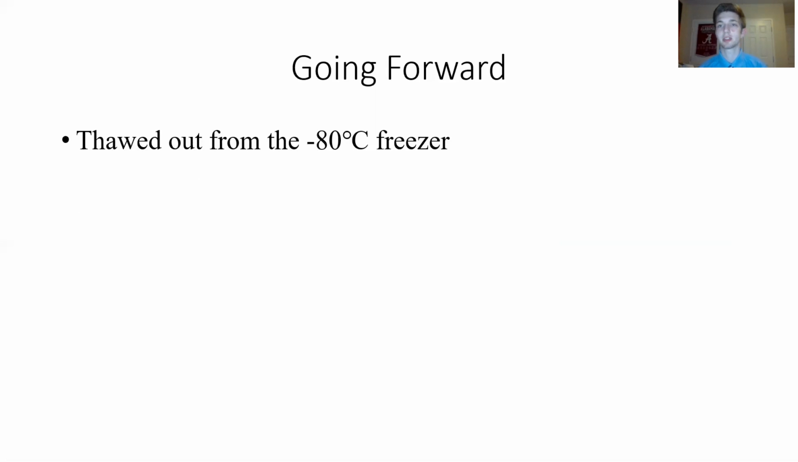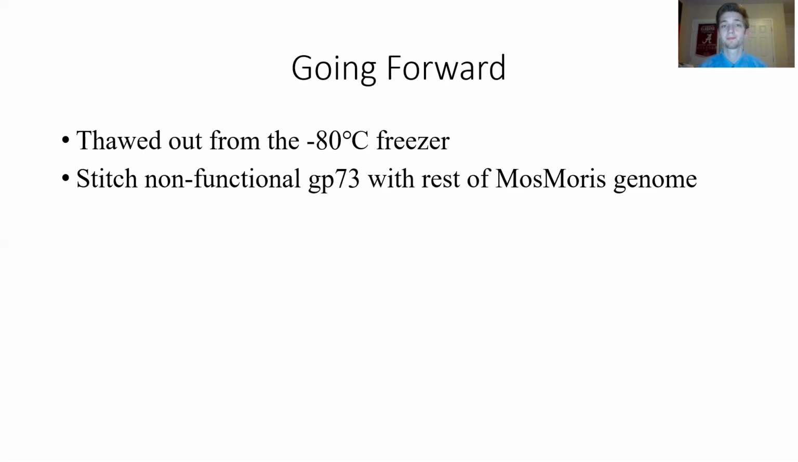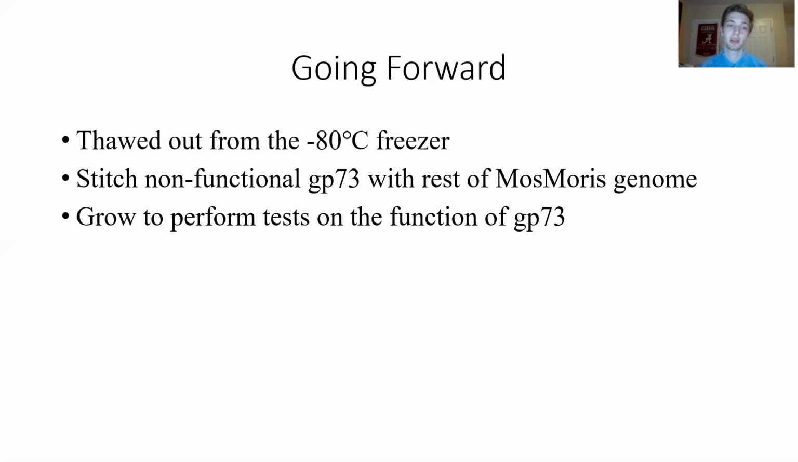Going forward, they just need to be thawed out of the minus 80 freezer and use that bacteria to stitch together the non-functional gp73 variant with the rest of the normal MosMoris genome. And then from there, you can grow up a lot more of those bacteriophages and perform tests on the function of gp73 specifically.